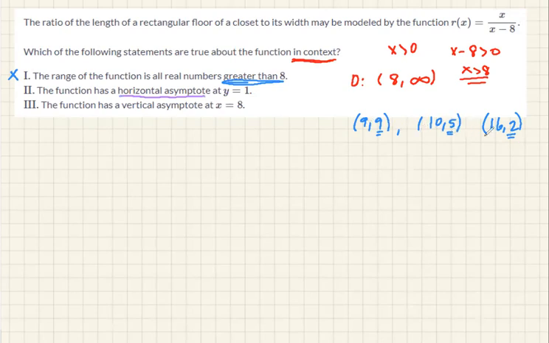got 9, 10, 5, 16, 2. Maybe if I try 20, like 5. So let me try that. So 25. And maybe I should make a table, but that's fine. So 25 over 17. But that's not really a nice number. So let me choose a nicer-looking number.